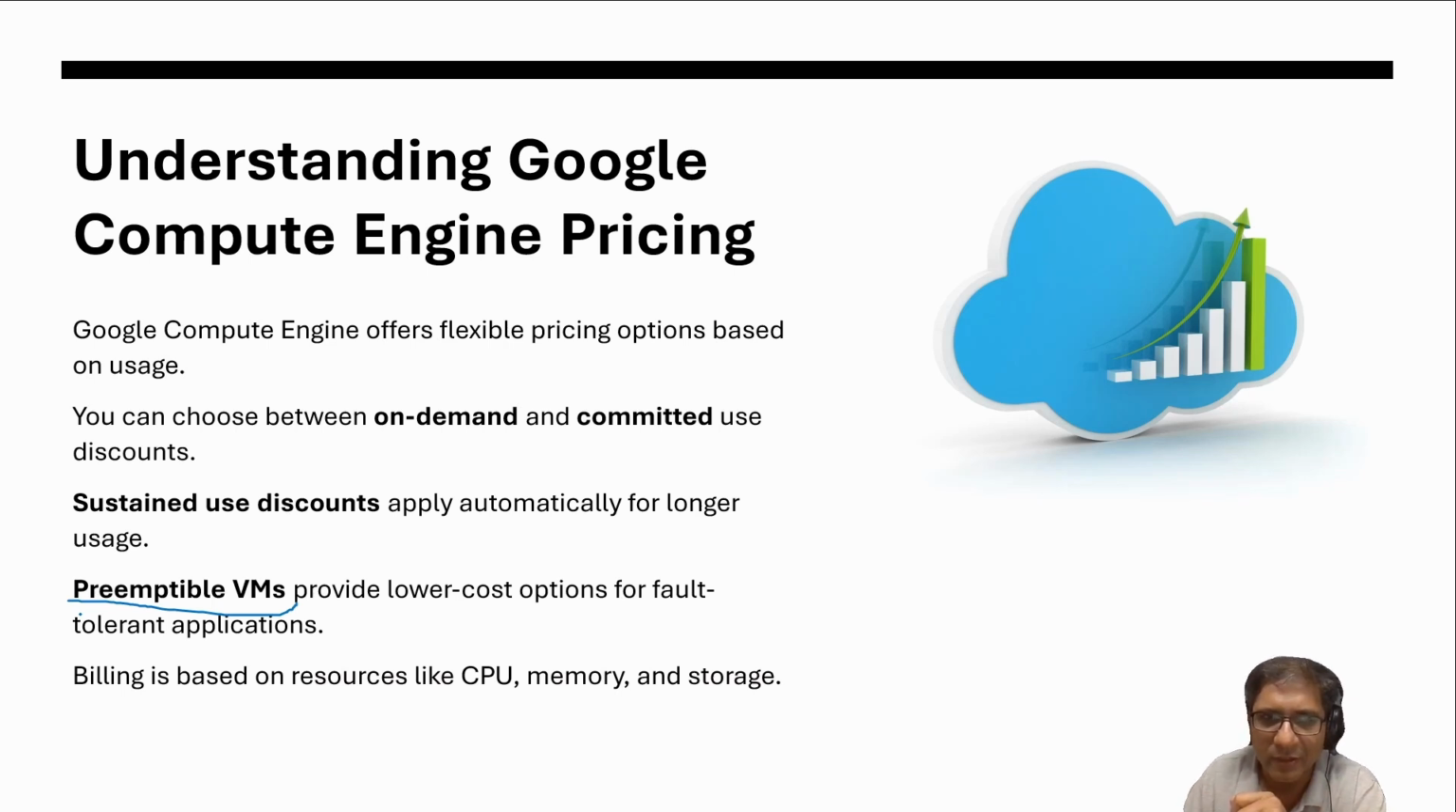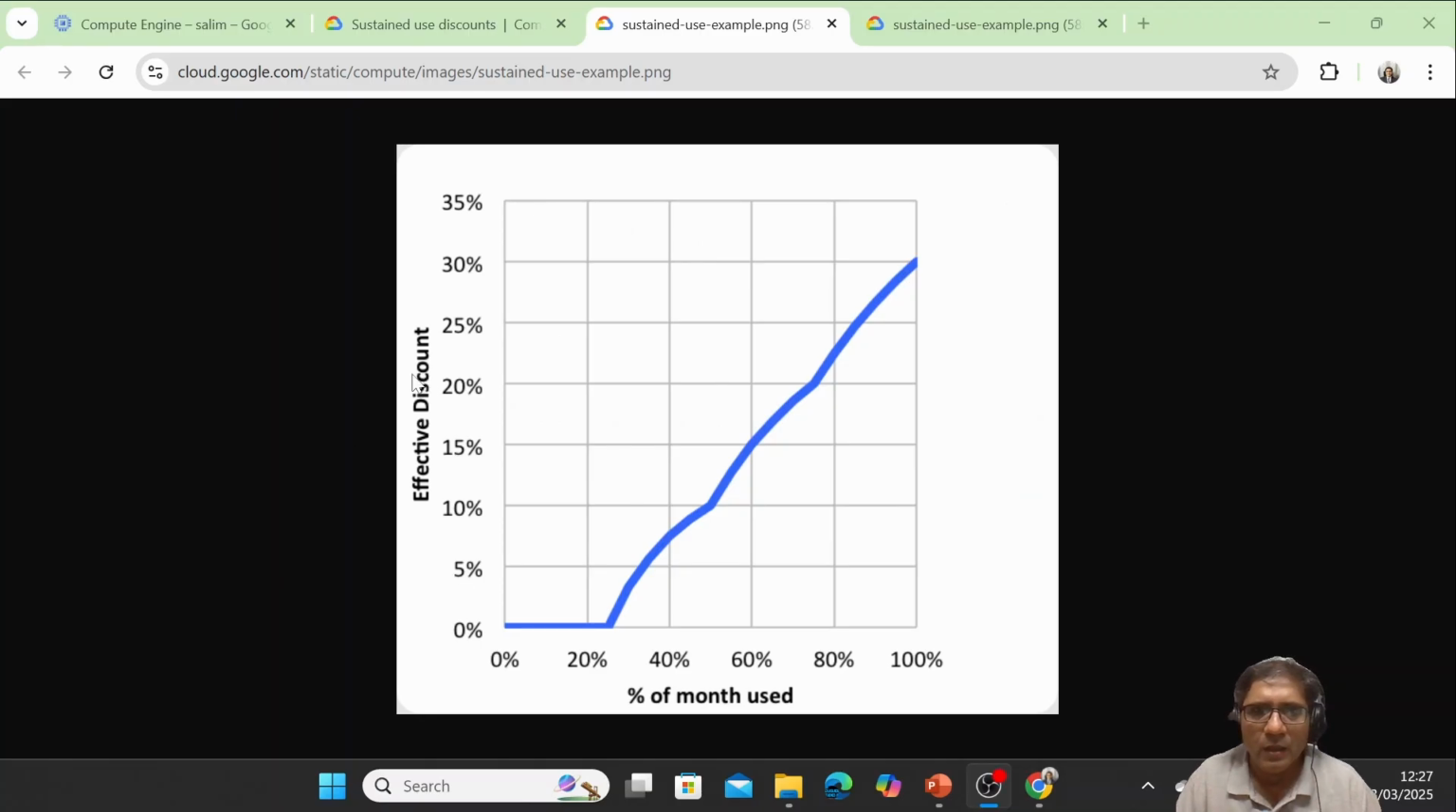Let's look at sustained discount. Let me pull this up from the document. All right, so this is a graphical representation of how sustained discounts are applied. If you're consuming a VM typically for the whole month, the lower axis over here is the percentage of usage during the month. So if you're using it for all 30 or 31 days, the maximum discount you will get is about 30% on that VM's on demand pricing.